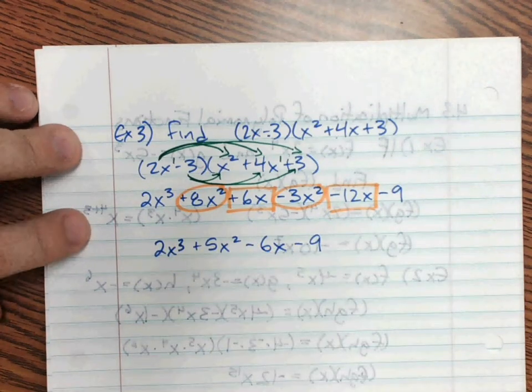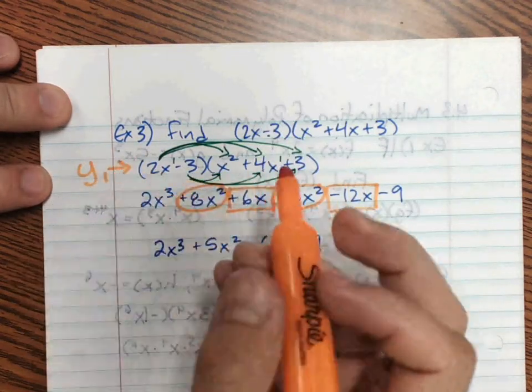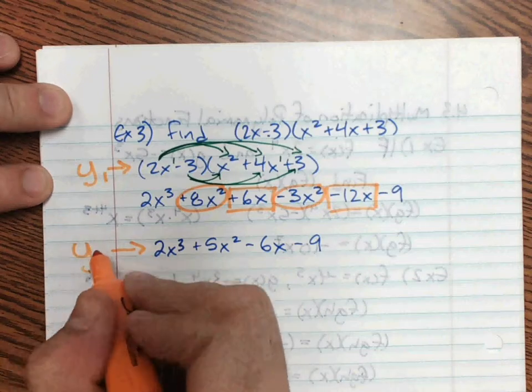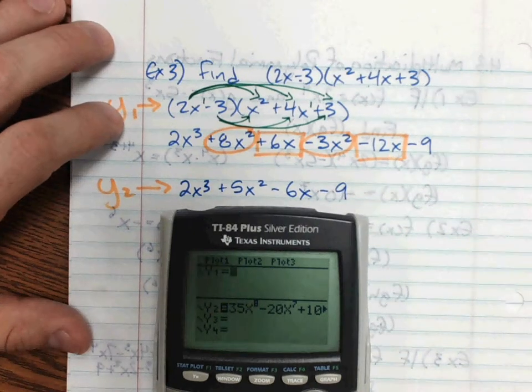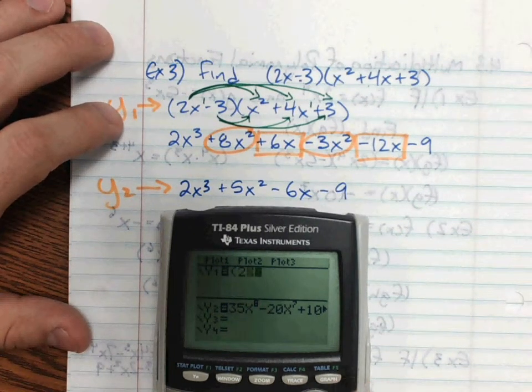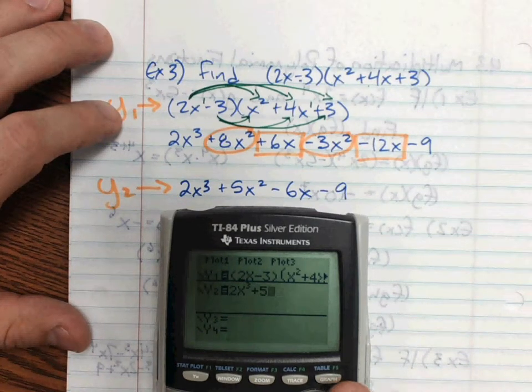We're going to do one more check here. Remember, you're going to take your original setup, put that into y1, take what you think the answer is, and put it into y2. And your tables should be identical. So I'm going to plug this in: 2x minus 3 times x squared plus 4x plus 3. And then I think it should be 2x cubed plus 5x squared minus 6x minus 9.